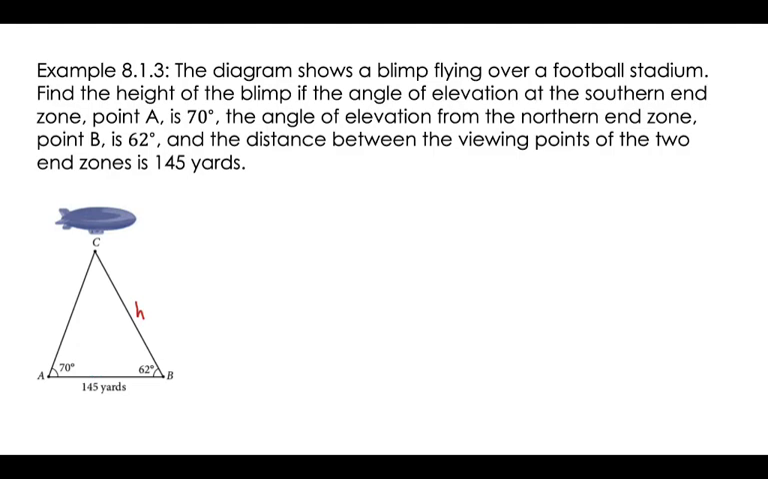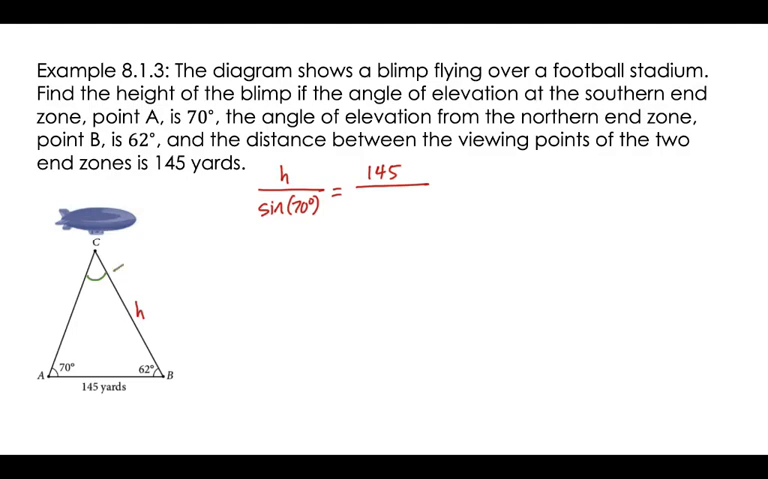If I can solve for that h, then I can go back and think about how high the blimp is off the ground. So I have h, and that's across from the 70 degree angle. So in the law of sines, I can say h divided by sine 70 equals the only other side length that I know, this 145 yards down here, divided by the sine of this angle up here. But that one I can figure out.